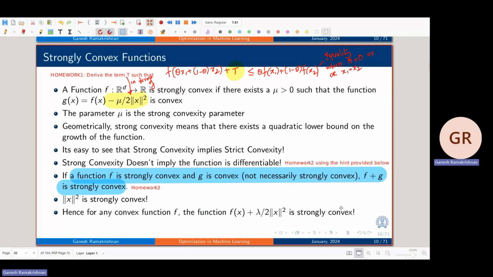So I've given some homework here. Derive the term T such that f of theta x1 plus 1 minus theta x2 plus T is less than or equal to theta f of x1 plus 1 minus theta f of x2. Basically, that term T should be connected to this, right? So you have to derive this term T. That's your homework. This is my term T on the slide. The term T will be of this form.